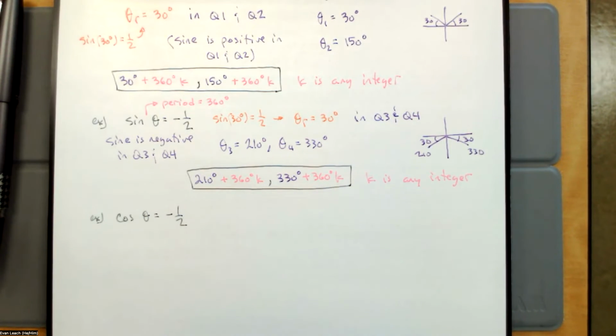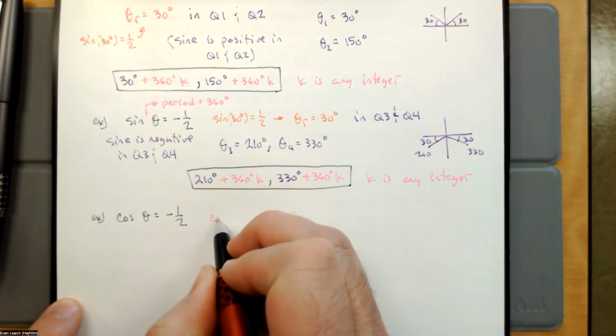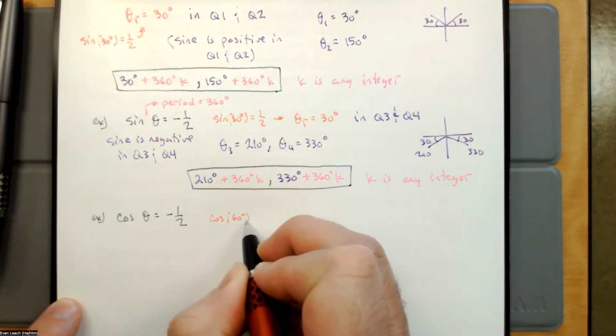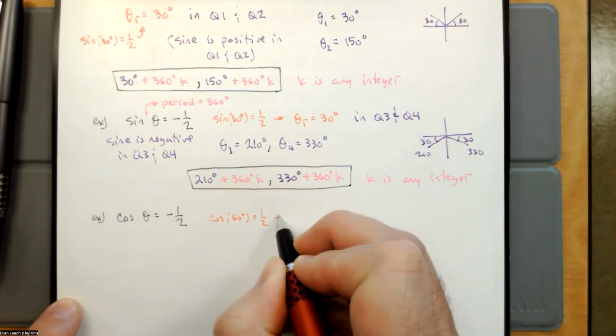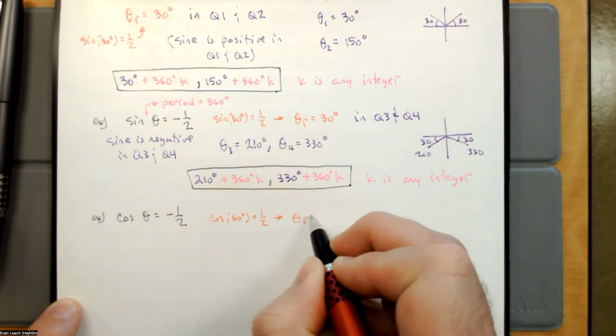Let's try our sine for a cosine. It's going to change our reference angle and it's going to change our quadrants because we're using a different trig function. In this case, we have cosine paired with 1/2. So now we're dealing with 60 degrees. So the cosine of 60 degrees is equal to 1/2. So that's our reference angle, 60 degrees.